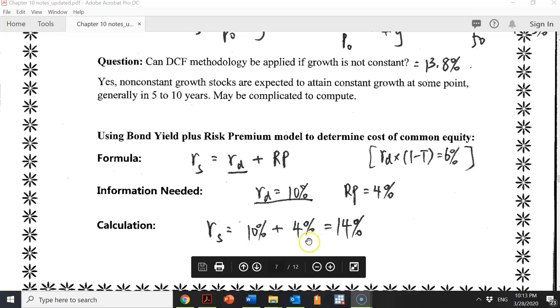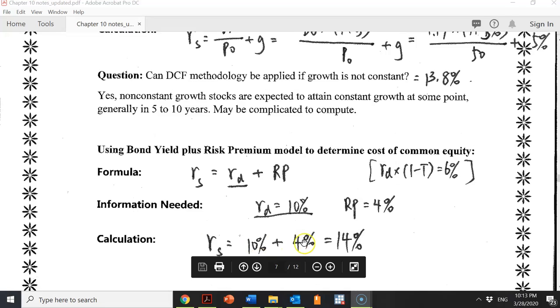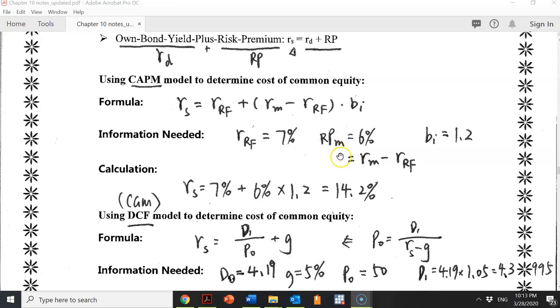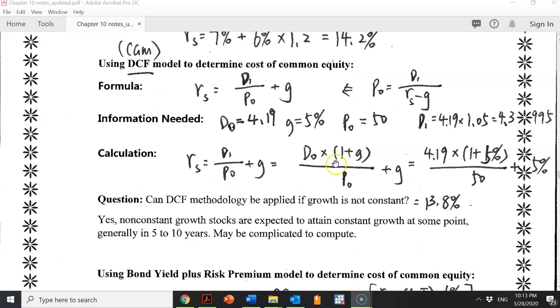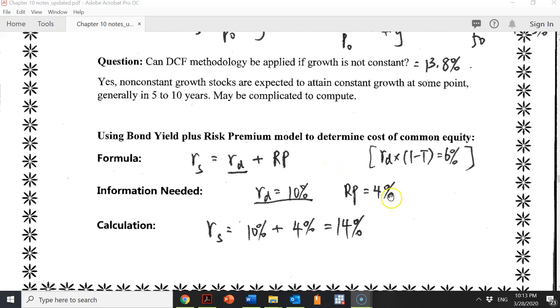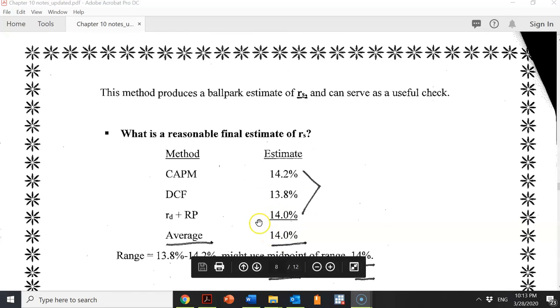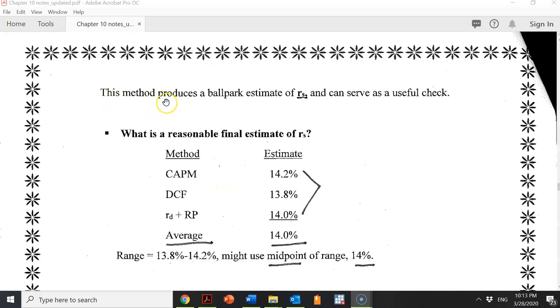Remember, the risk premium we use here is the stock over bond risk premium for the firm's own stock. It is different from the market risk premium, or stock risk premium, in the CAPM model. These are different concepts. So you can see that we have actually three different results from the three different methods. The third method produces a ballpark estimate of RS and can serve as a useful check.